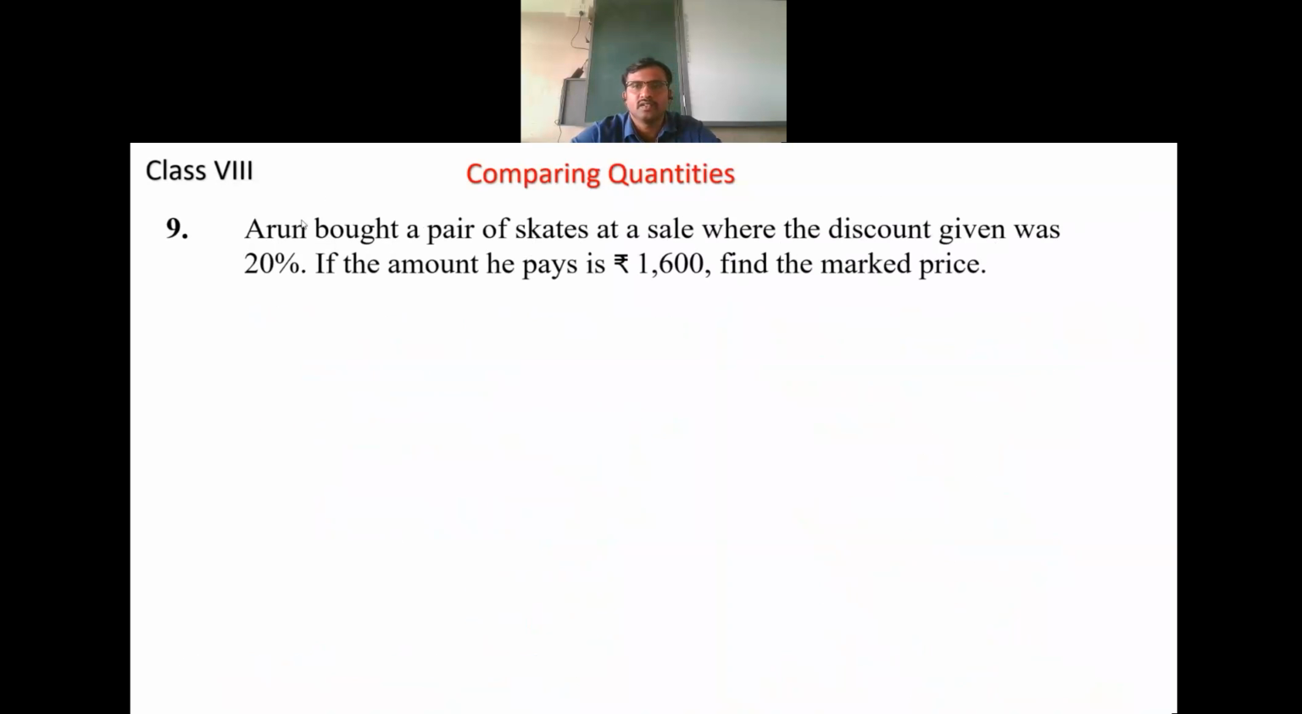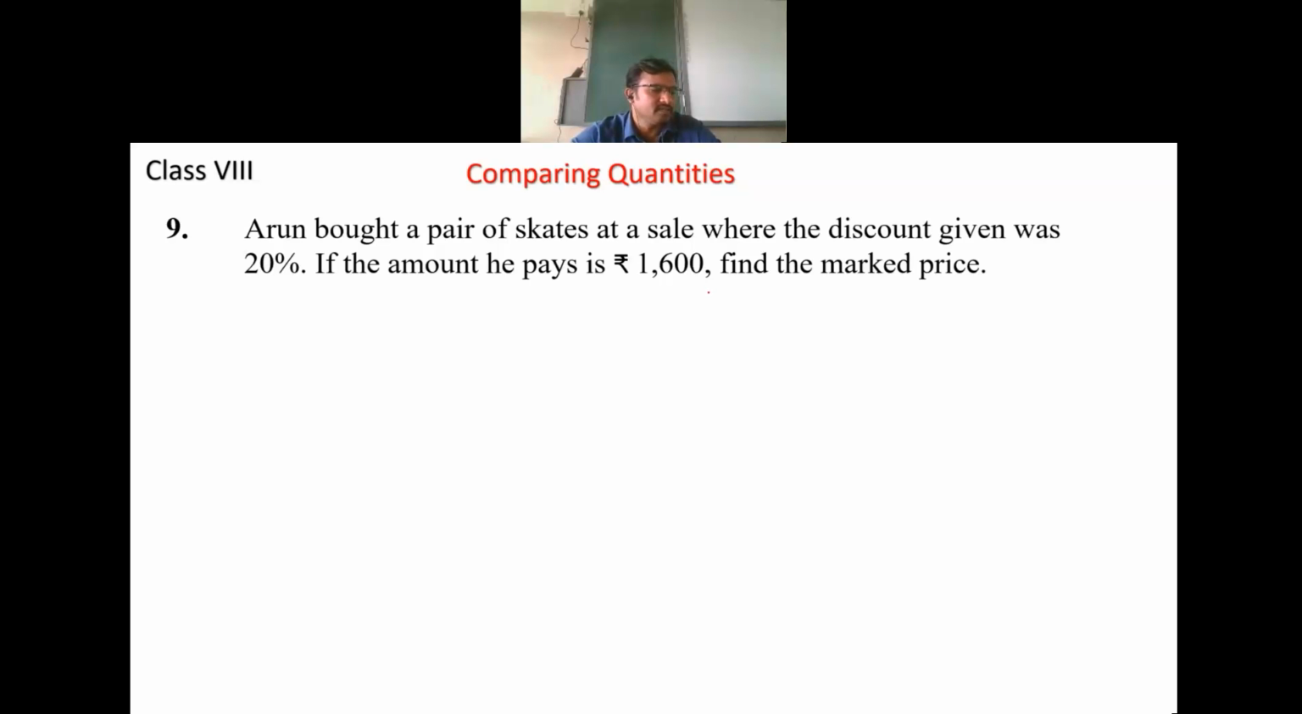Let's look at question number 9. Let's solve this question 9. In question 9, the question given is: Arun bought a pair of skates at a sale where the discount was 20%. If the amount he pays is rupees 1,600, find the market price.